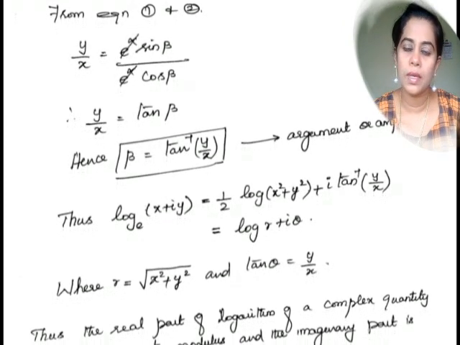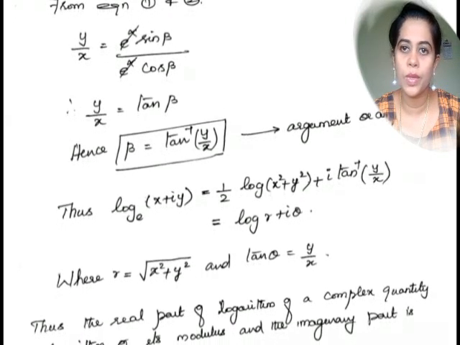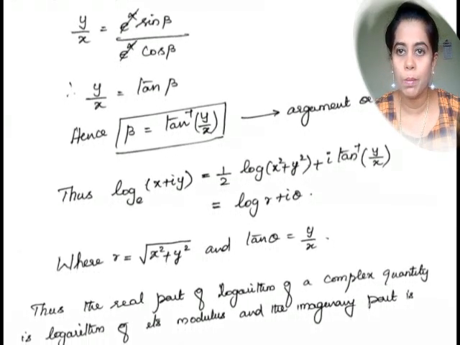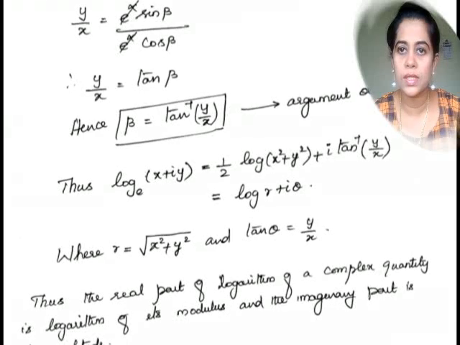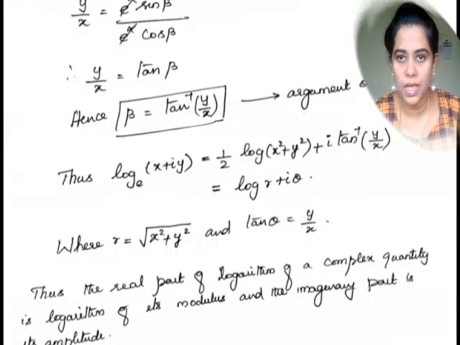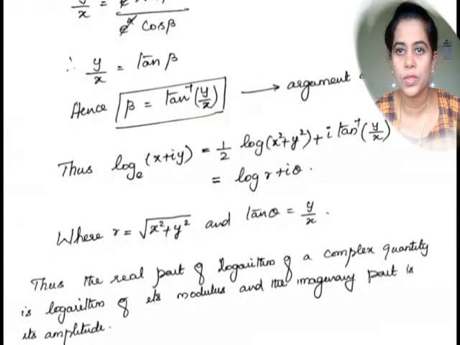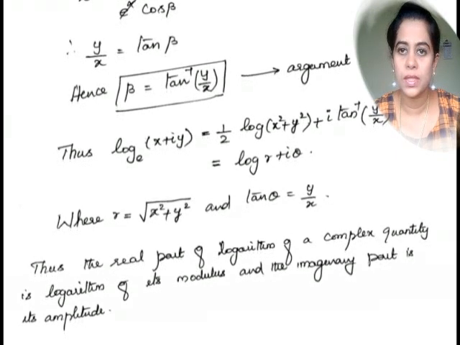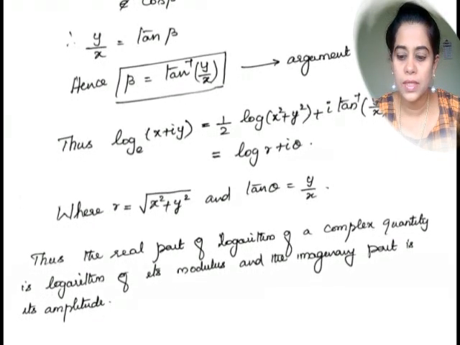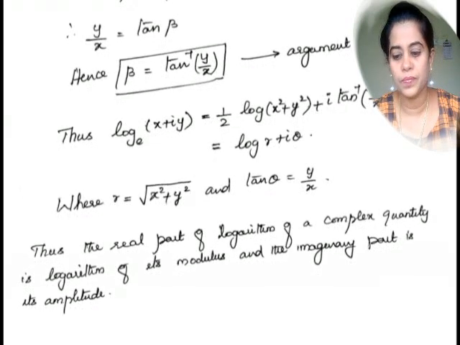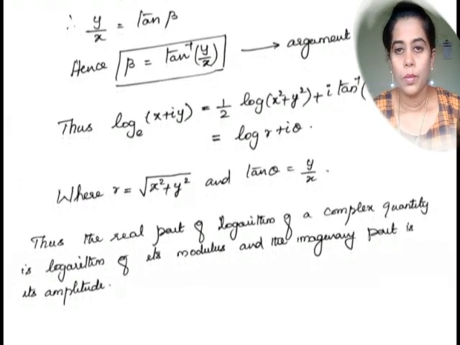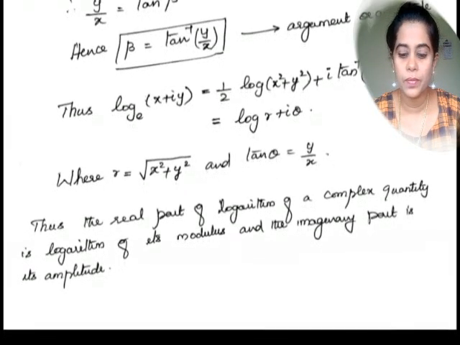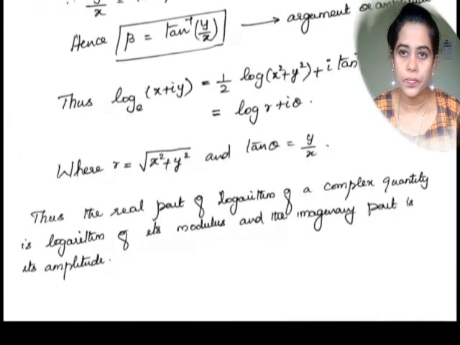Therefore, log to the base e of x plus iy is equal to the real part, which is the modulus, half times log of x squared plus y squared, plus i tan inverse of y by x, the argument. In polar form, we can write it as log r plus i theta, where r is equal to root of x squared plus y squared and tan theta is equal to y by x. Is that clear? Yes.